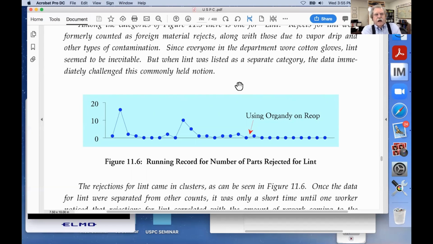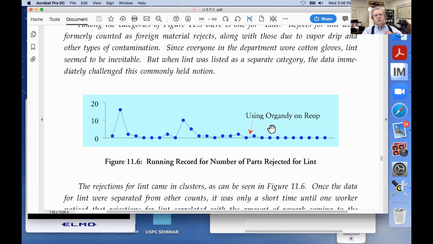Andy noticed that he got a lot of lint when his 60-piece audit included a lot of rework. And rework consisted of taking an acetone-soaked pencil and rubbing it down. So they started using organdy cloth on re-op. Yep, all the lint was coming from the cheesecloth, not the cotton gloves.